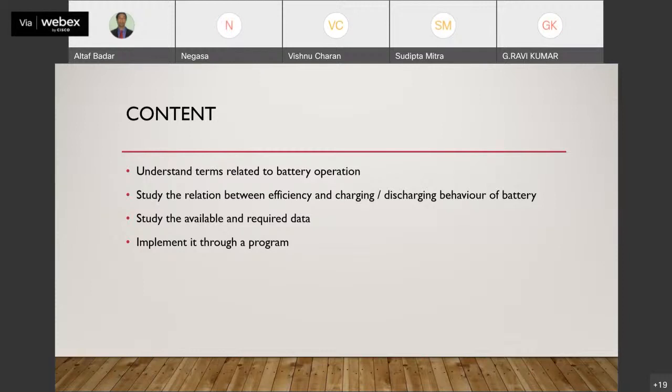And then we'll study the available data that is required. And then we will try and implement it through a program if it is possible. But this has to be done by you, right? I'll not be sharing the code of it, but I'll be waiting for you to at least develop some algorithm or some flowchart based on the data which is available.